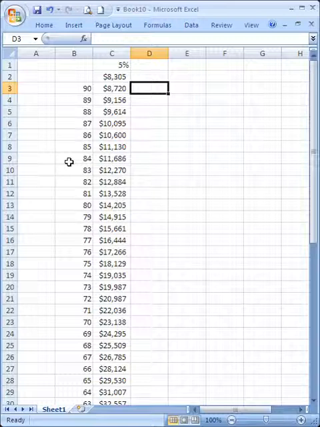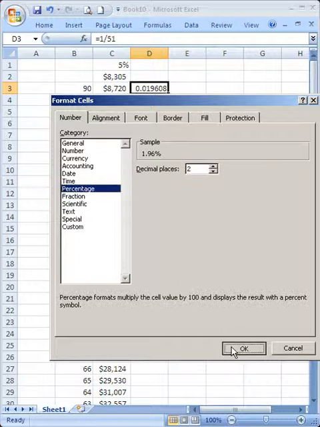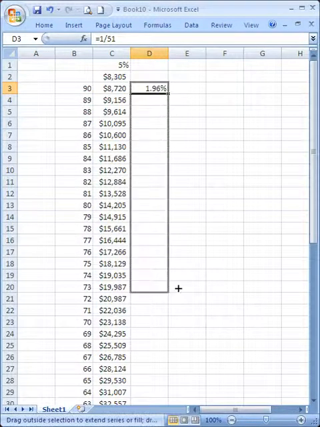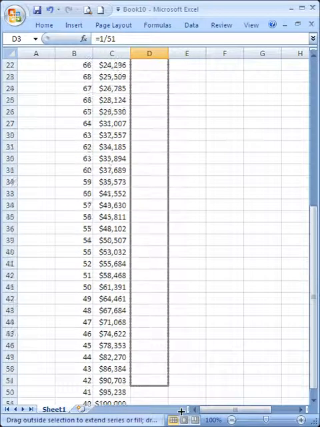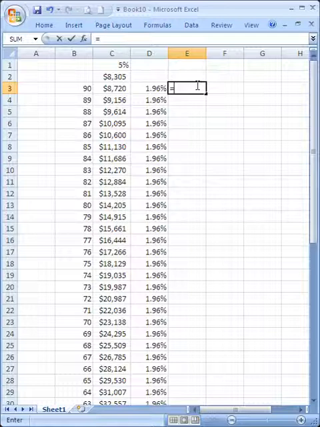If we have an even chance of dying in each year, then the chance of dying in any 1 year is 1 over 51. Formatting that as a percentage, we can see that that's approximately a 1.96% chance of dying in any particular year. So now, we'll weight each of the dollar amounts. This is the value of a $100,000 payoff when we're 90, by the chance of our getting the payoff at that time, 1.96%.